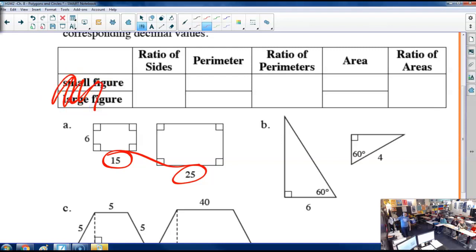If we talk about the ratio of sides being 5 to 3, then what is the ratio of perimeter? Oh, well, wait, that's the same. What about the area ratio? 25 ninths. Because you square both numbers. Yep.